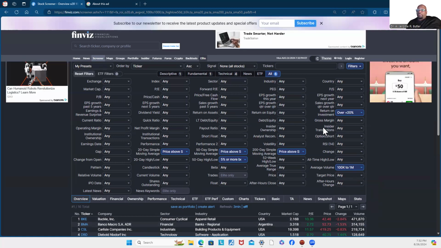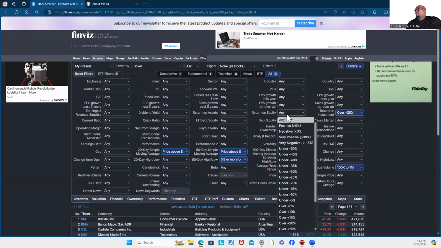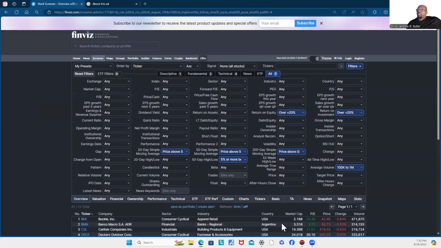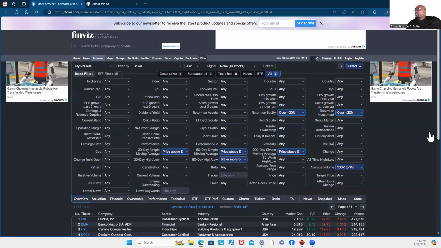I'll have to go back in and find the return on equity, and you may see it. Here we go. Return on equity. My goodness gracious. Return on equity is over 20, and that's going to take us down to 13. And so this gives us 13 stocks we can work with. Let's go to our charting.